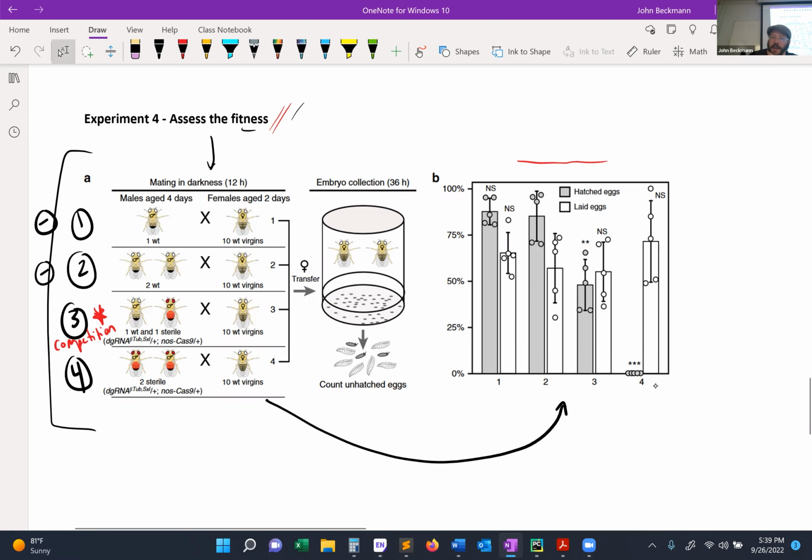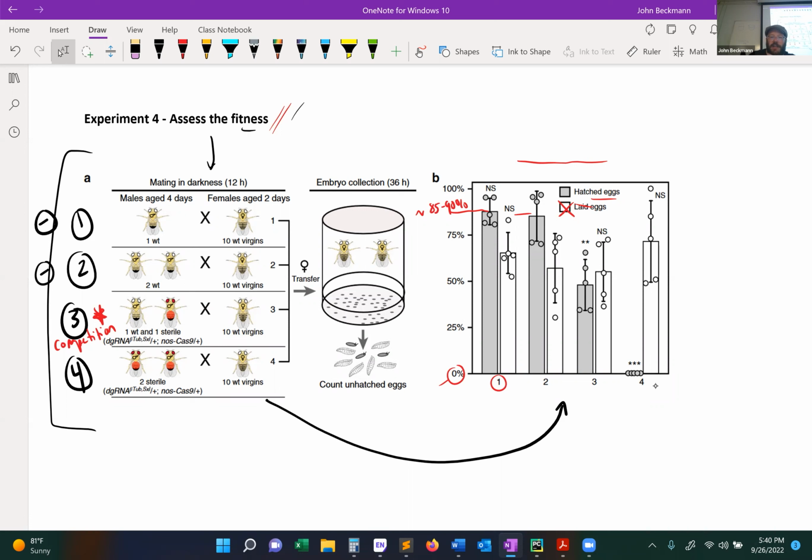When you look at this, first ignore the laid eggs, ignore the white bars, because it just makes it harder to read. Just look at the hatched eggs. Hatched eggs is essentially hatch rate, so this is a 0% hatch rate, and these are the 4 crosses. Wild type gets a hatch rate of probably 85 to 90%. That's normal. Ditto, this is not significantly different in the second cross where they also have 2 wild-type males. And then here's where you see the action.